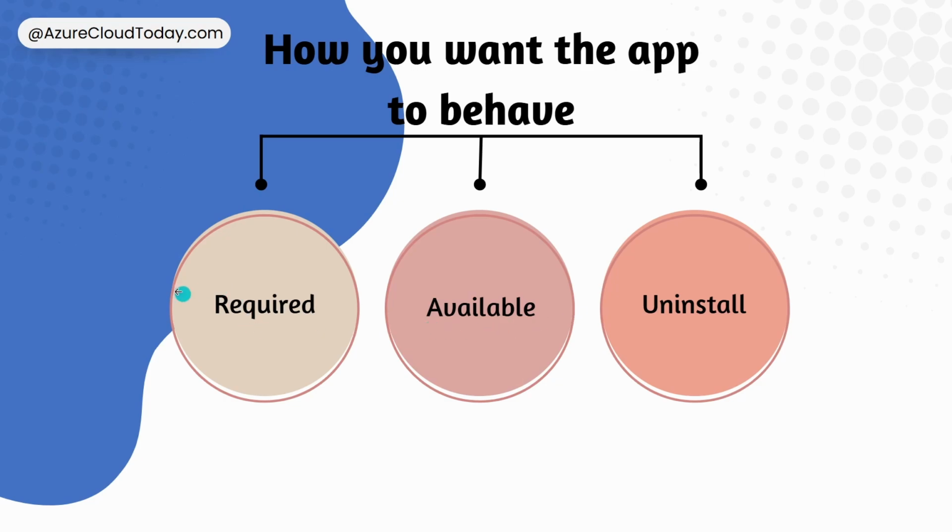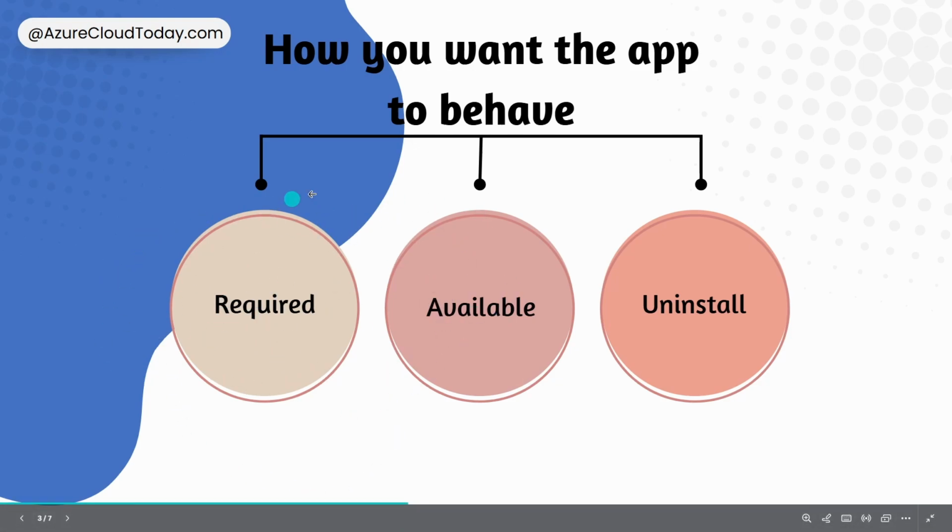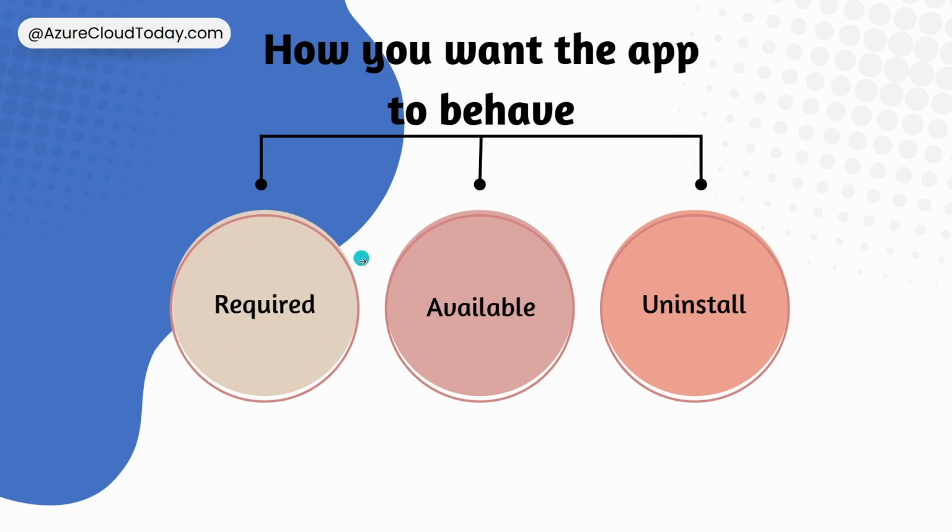When you assign an application over here as required, you're basically telling Intune this app belongs to the device, make it happen, and keep it that way. A couple of things follow from that. First, Intune enforces it at the device's next check in. You don't wait for the user to go looking for it. Second, it's self healing. What do I mean by that?